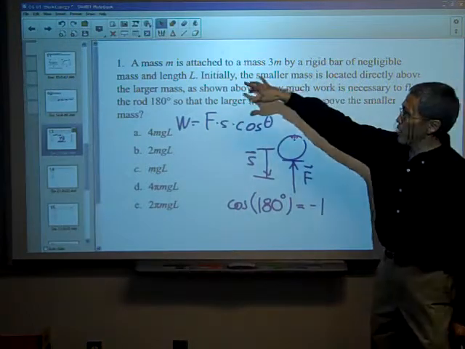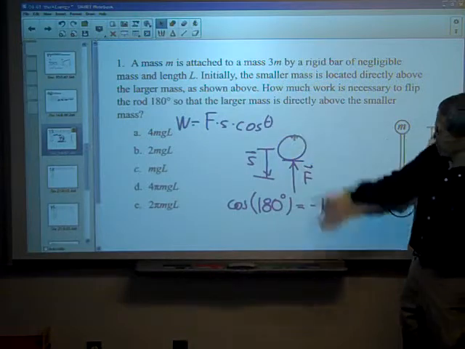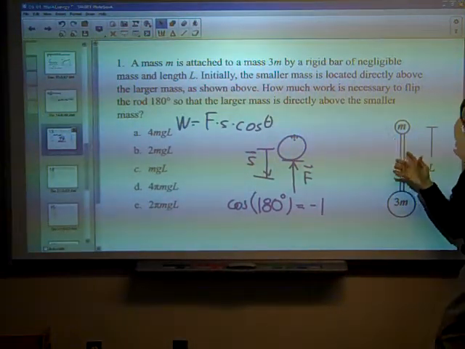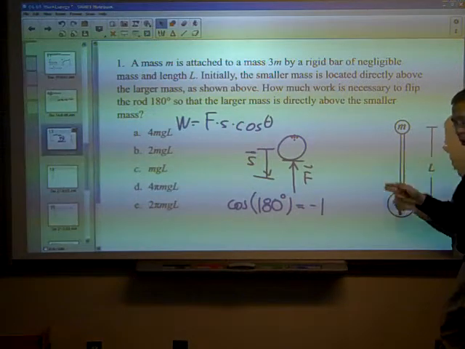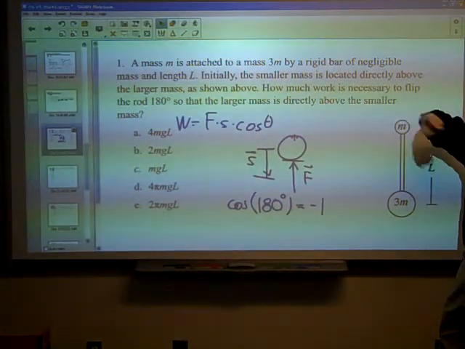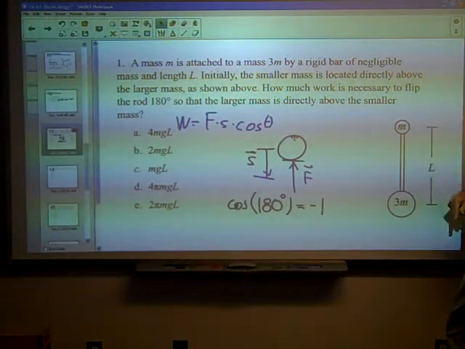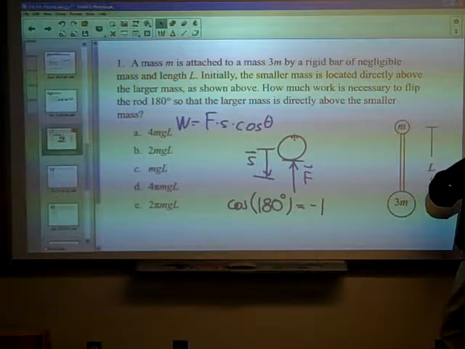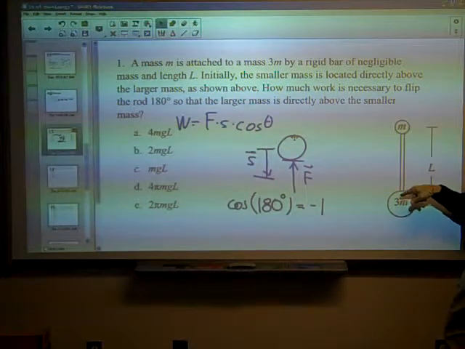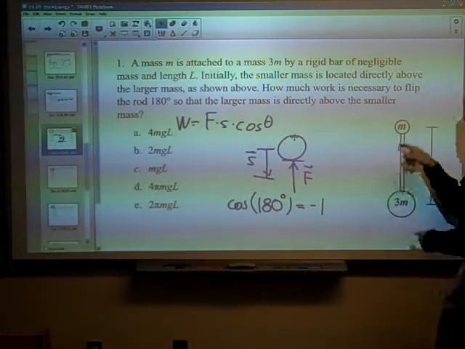It says a mass M, so that's this upper one, is attached to a 3 meter mass by a rigid bar. Now we could talk about torques and all that kind of stuff, but we weren't going to worry about that for right now. The bar is negligible, and it's got a length of L. Initially the smaller mass is located directly above it, and then it's going to go directly below it. So what work is necessary to turn this rod 180?